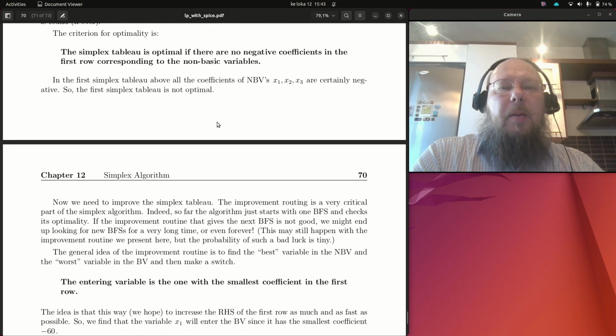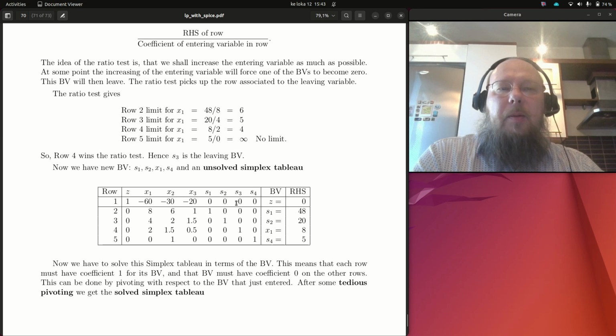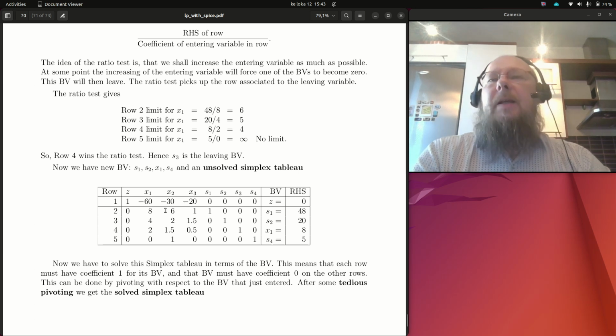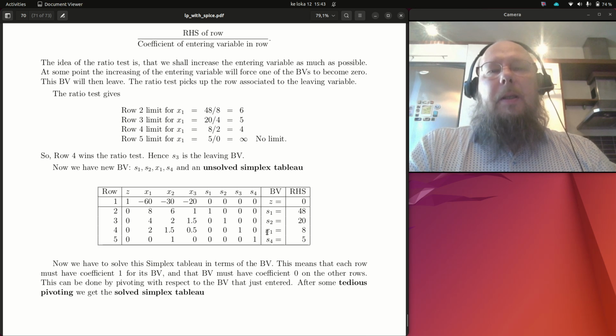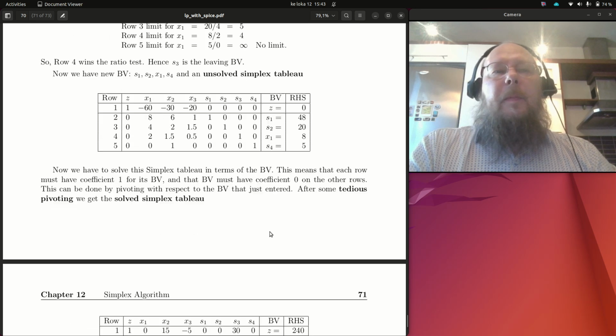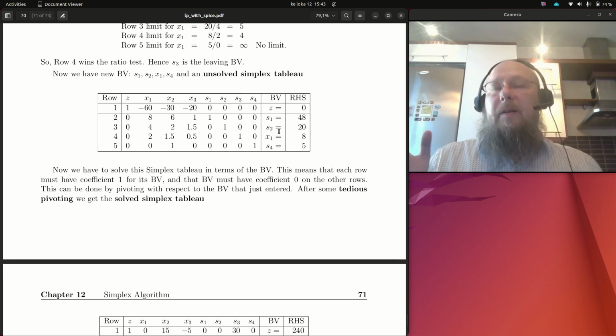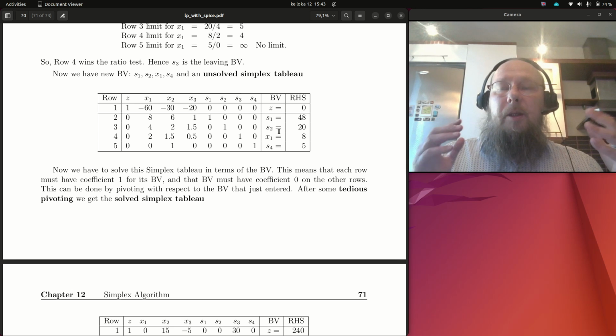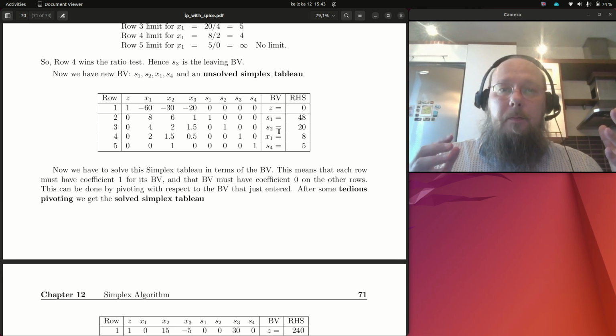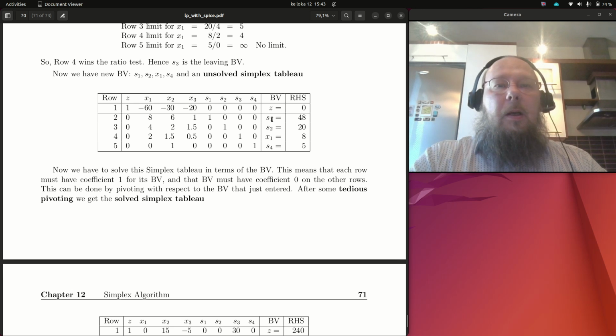So this table becomes this table. This table is exactly the same as the previous table, except that now S3 was replaced by x1. And now the key thing here is that this is an unsolved simplex tableau. So this is the same table, of course, as always, or equivalent. These tables are equivalent all the time. That's the whole point of the algorithm. So now we have different basic variables. And now we have to solve this table in terms of the basic variables.